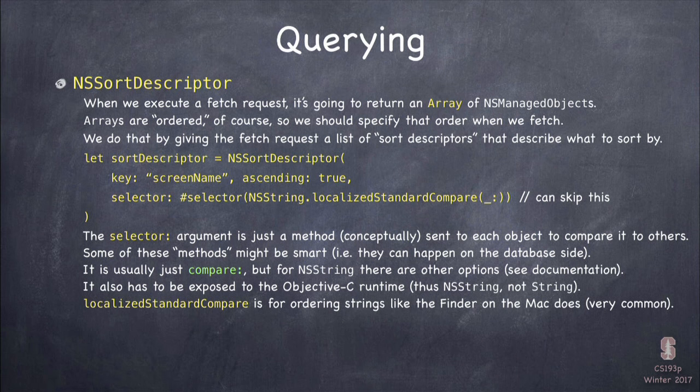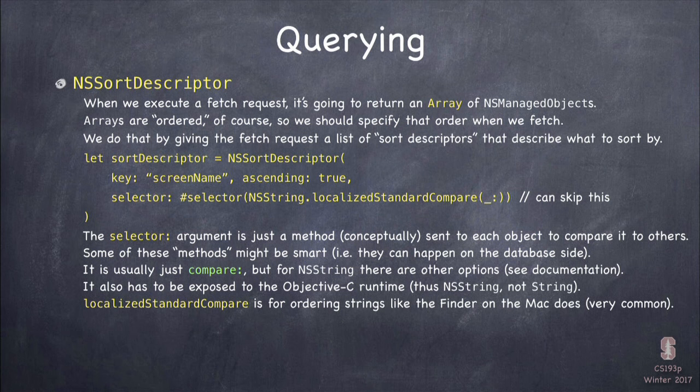Now, you don't even have to specify the selector if you don't want to. And for almost all data types, numbers, dates, it's going to use a method called compare. Compare returns something called a comparison result, which is either it's the same, it's greater than, or it's less than. That's what this compare method does.